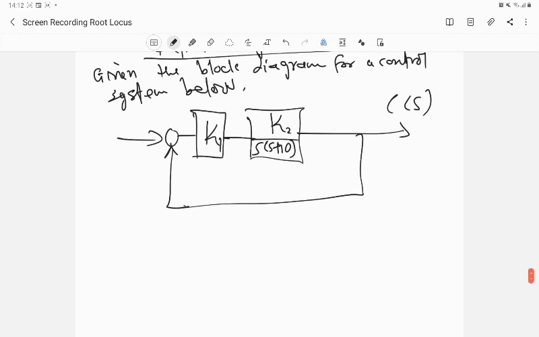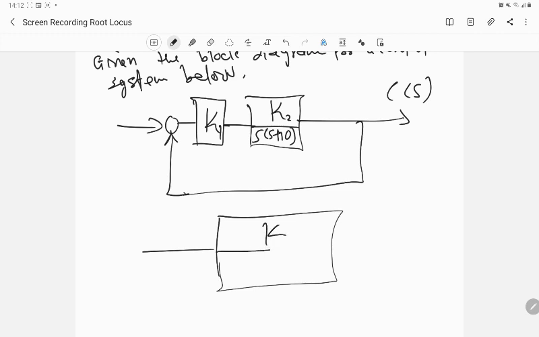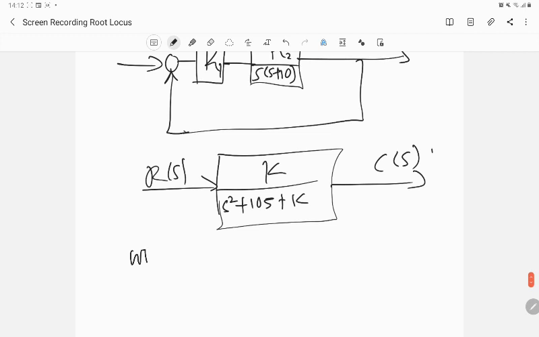Our task then is to find an overall transfer function. So first we find the overall transfer function, which is K over S squared plus 10S plus K. This is the input, this is the output, where K equals K1 times K2.